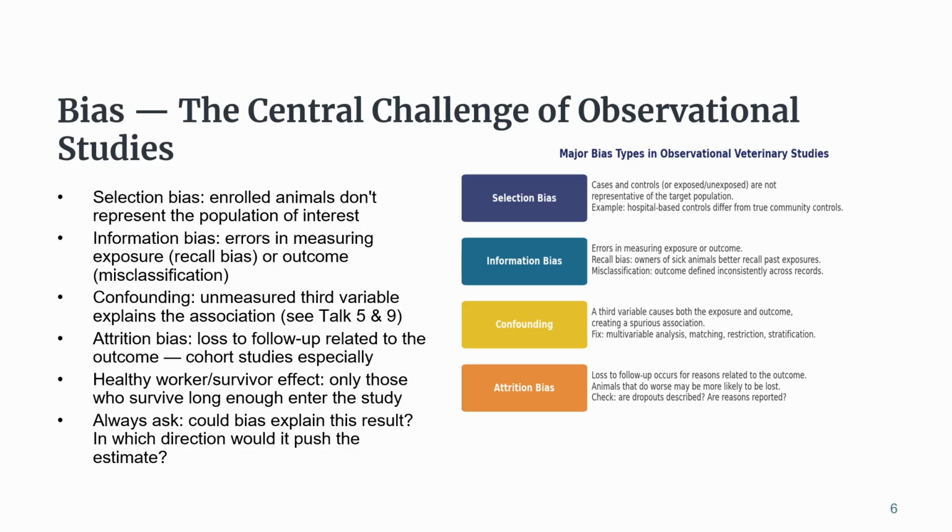The key habit for any reported association: ask what bias might be operating here, and in which direction would it push the estimate? Would it make the association look stronger or weaker than it really is?